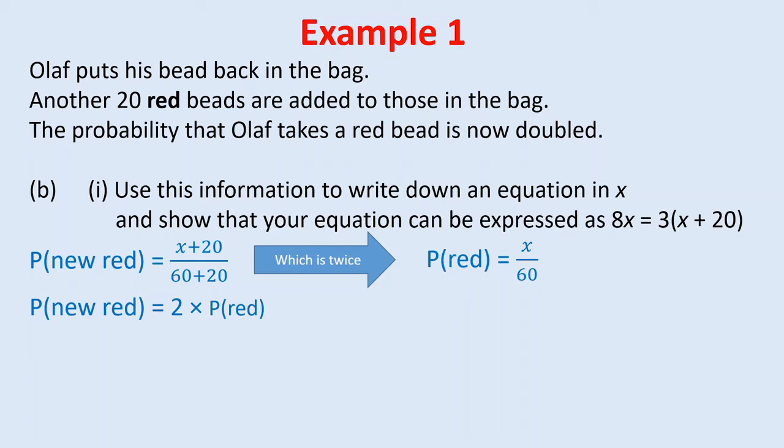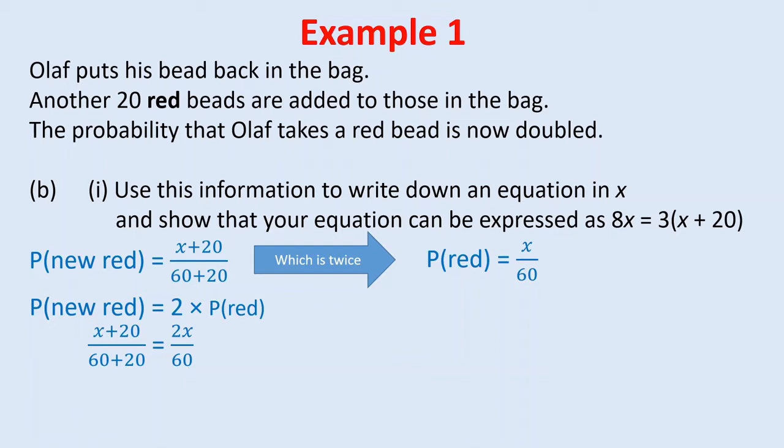And substituting in our expressions for each of these probabilities, we can say that (x + 20) over (60 + 20) is equal to 2 times x over 60. That's 2x over 60. Now, a little bit of familiarity with fractions is necessary here. If we're going to multiply 2 by some fraction, we only need to multiply it by the numerator, not by the numerator and denominator, because that would just give you an equivalent fraction. That would be like we didn't multiply it by anything at all.